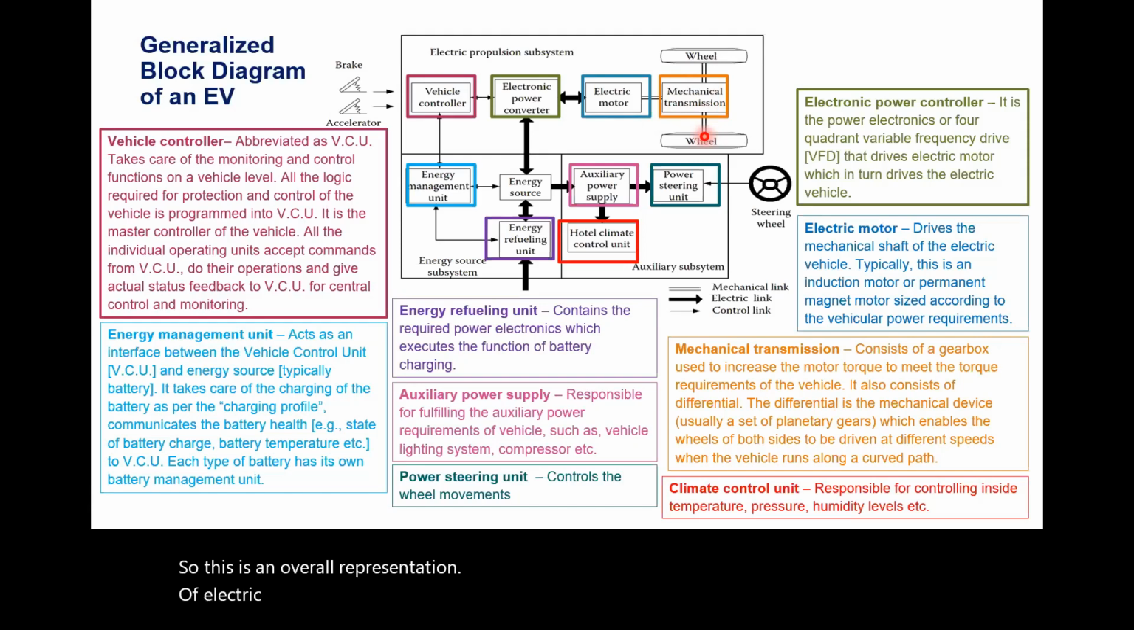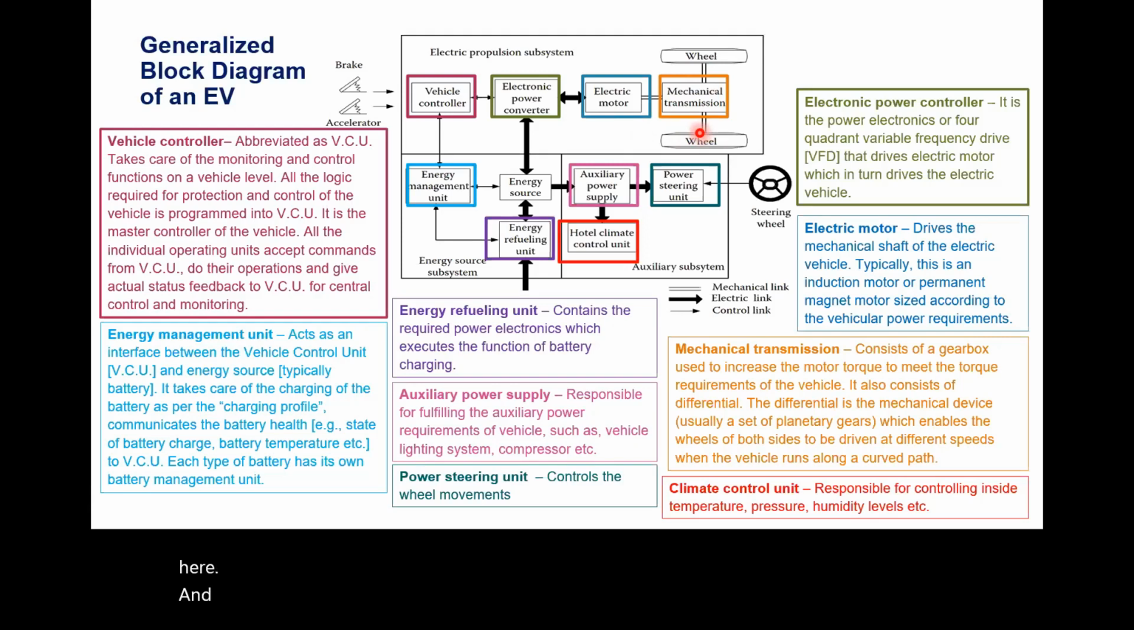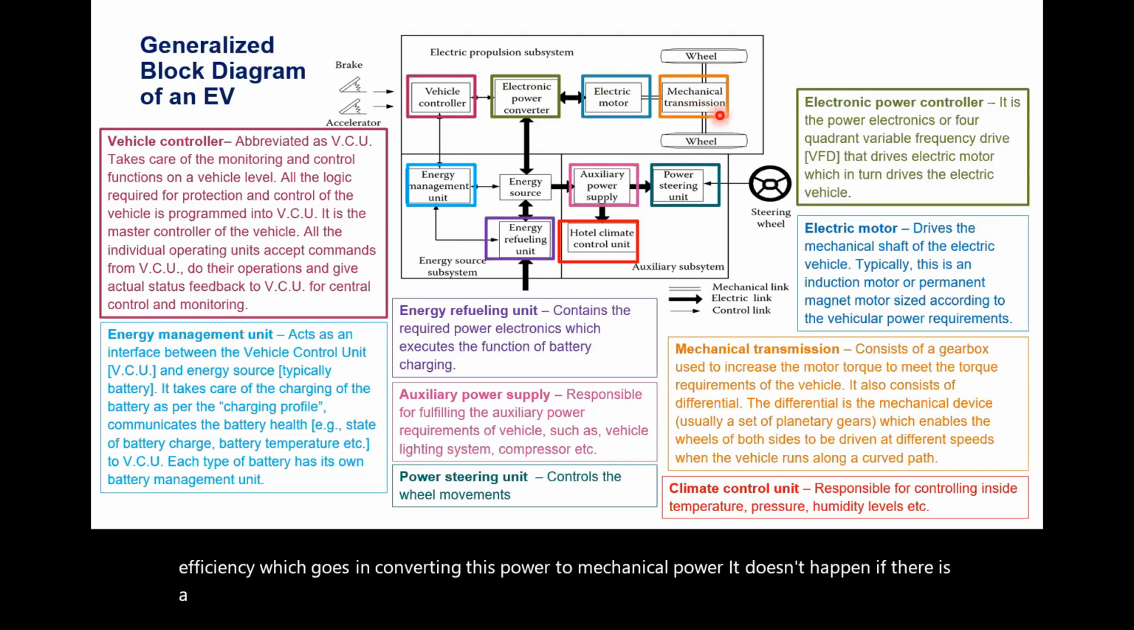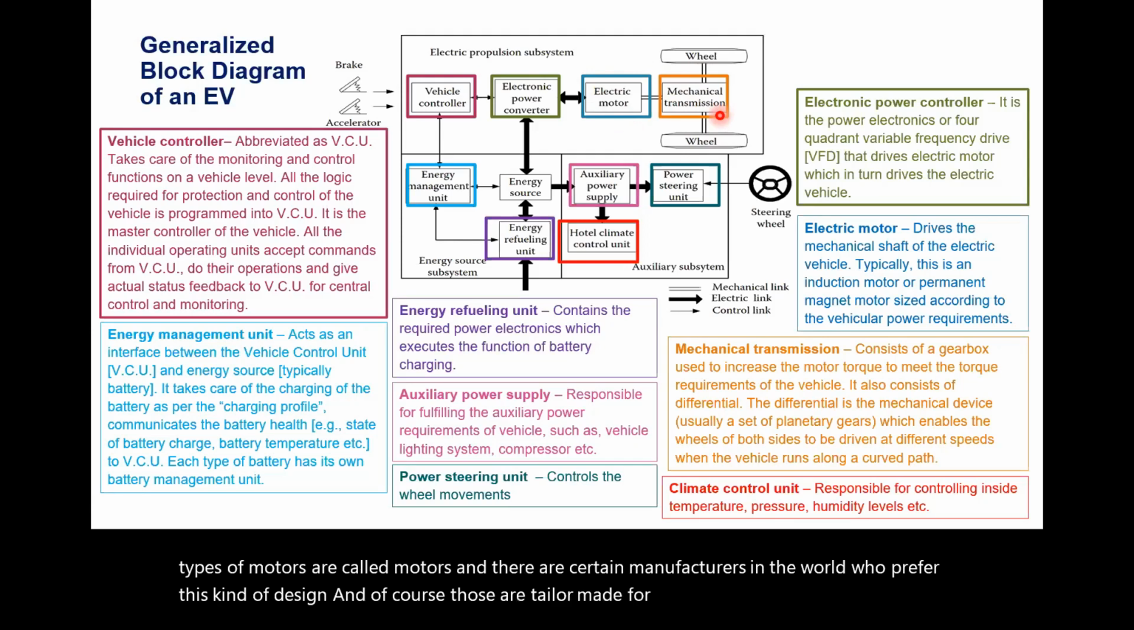I would just mention briefly over here that in some cases, those types of motors are called hub motors, which are directly mounted on the wheels. The advantage is that it improves the efficiency of the vehicle, because the conversion loss in converting power to mechanical power through a gearbox doesn't occur. There is a direct coupling between the motor and the wheel without any gearbox in between. Such types of motors are called hub motors. There are certain manufacturers in the world who prefer this kind of design, and of course, those are tailor made for vehicle applications.